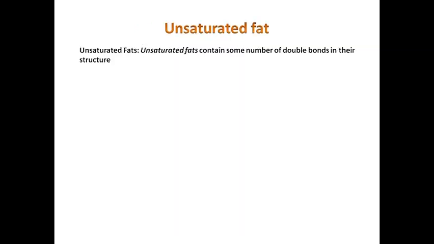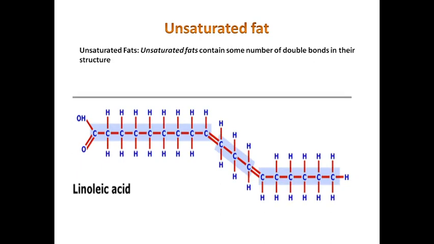Number two is unsaturated fat. Unsaturated fats contain some number of double bonds in their structure. So it's natural that an unsaturated fat will be formed from an unsaturated fatty acid. Here is an unsaturated fatty acid, that is linoleic acid. Linoleic acid has a double bond here, and a double bond here. So this is an unsaturated fatty acid. The fat which will be formed from this unsaturated fatty acid will be an unsaturated fat. I hope this is clear.